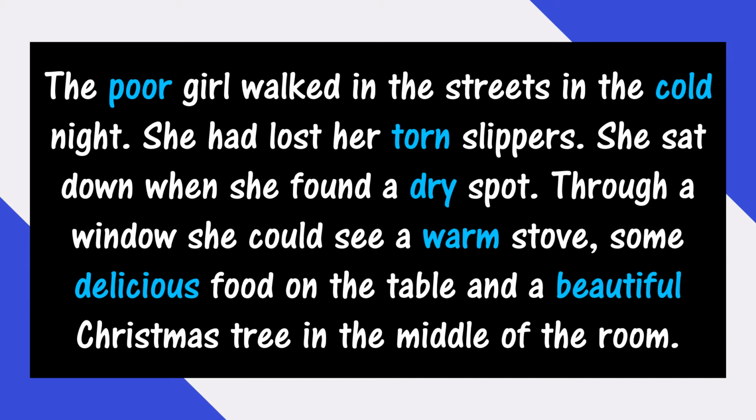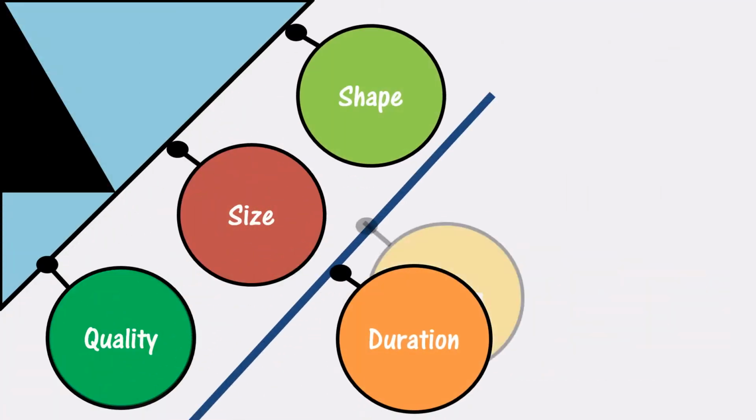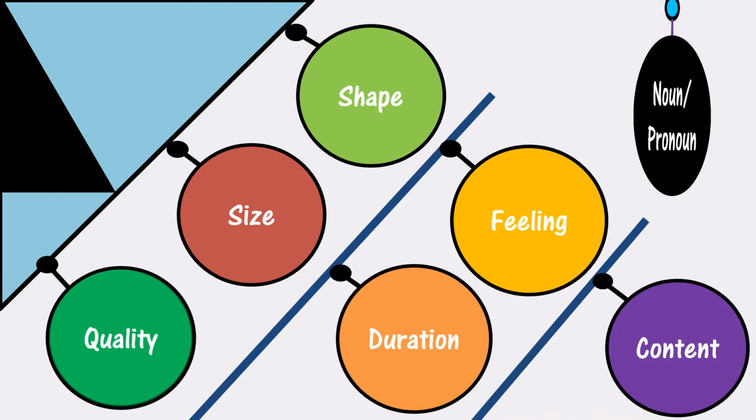The words poor, cold, torn, dry, warm, delicious, beautiful are the adjectives which are describing the nouns, that is, girl, night, slippers, spot, stove, food, and Christmas tree. Understood? So, an adjective normally indicates quality, size, shape, duration, feeling, contents, and more about a noun or a pronoun.